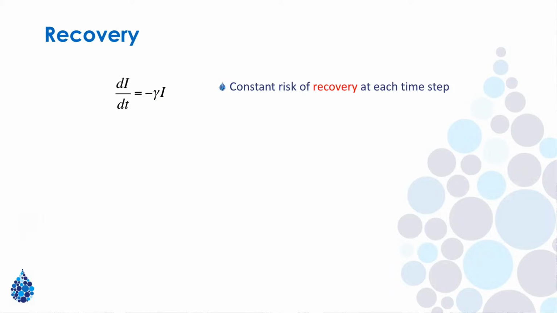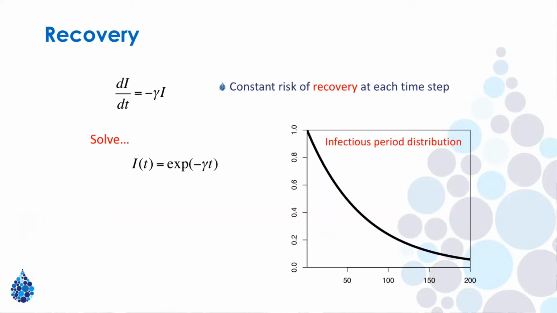We can do the same thing with recovery. We do what we did before, so we know that we can solve this and look at the average infectious period. Again, if we start with everyone infectious, there's a steep decline. There's a lot of people who recover pretty fast, but there are some over here that are infected for a really long time.